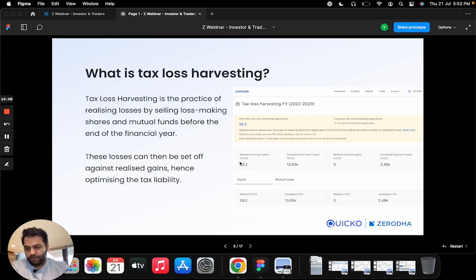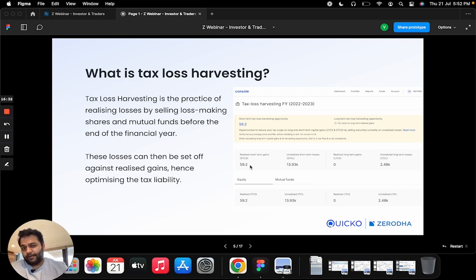By liquidating these positions, you can set off these losses. Remember, we talked about loss and their treatment in the previous slide. So you can liquidate those positions and set off those losses against the gains. Hypothetically, let's say it's 59,000. So now after setting off almost 14,000 of losses, your taxable income would be 45,000 instead of 59,000, right? And that means you save taxes on almost 14,000 rupees worth of income.